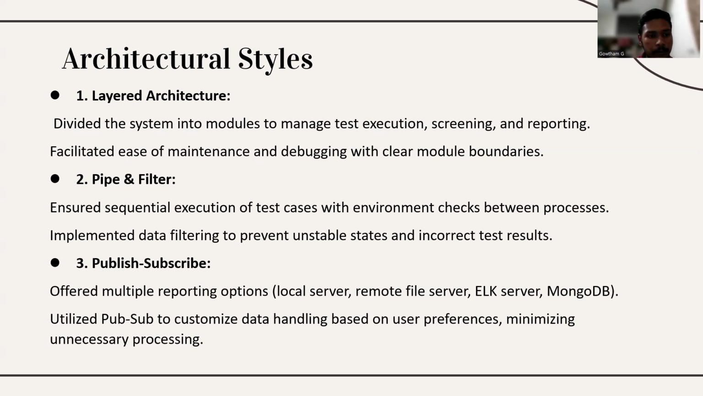Then, publish subscriber architecture. Publish subscriber architecture follows the principle of get what you need. As we all know, the publisher keeps track of subscribers and provides necessary services to them. In our case study, there are multiple ways test results can be published, such as JSON, remote file server, ELK server, and MongoDB. Based on the user's selection, the publisher provides services to them, which ensures exception handling.